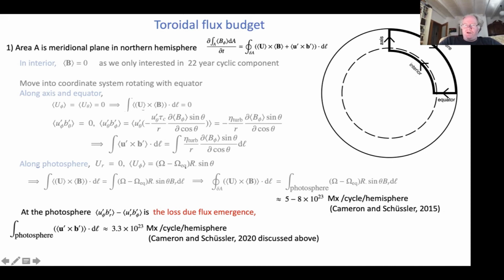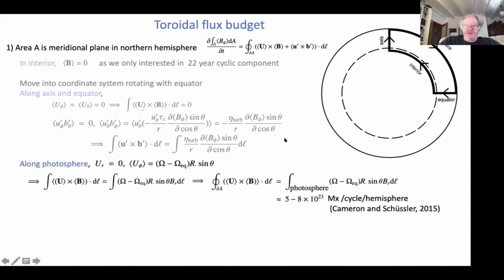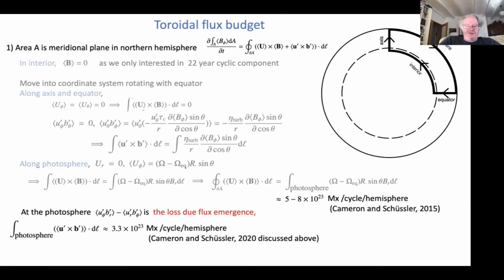So we've seen at 1 AU that we're losing flux. We're seeing at the surface that we're losing flux. And we see that we're generating a similar amount of flux by the only means possible for generating flux, because of Stokes' theorem applied to the induction equation.